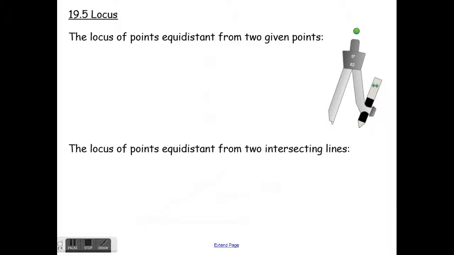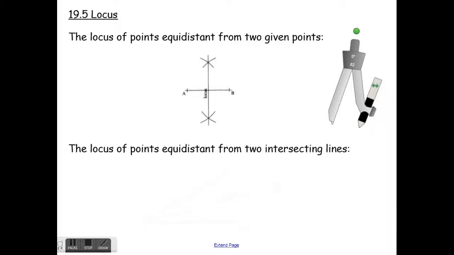Okay, a couple more. So the locus of points equidistant from two given points. Now for these ones, you have to have a compass to properly draw your points. So I'll show you this example. There it is. And I have 2 points, A and B, and I'm trying to basically draw a line of points that will always be equidistant from these 2 points. So they will always be the same distance. So in order to do that, we have to use a compass.